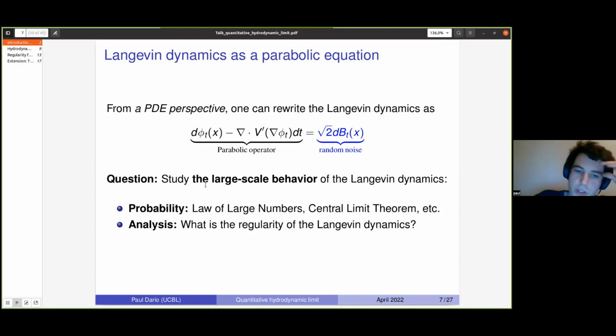So there are two types of questions. The first ones are related to probability. Is there a law of large numbers for the system? Is there a central limit theorem for the system? So this is what I discussed a bit before.